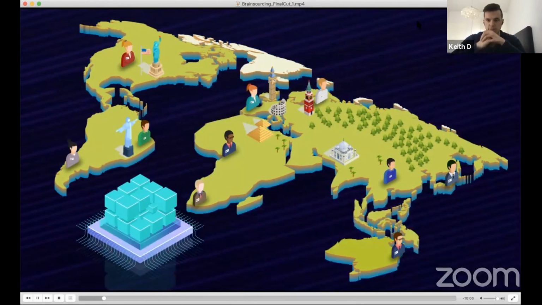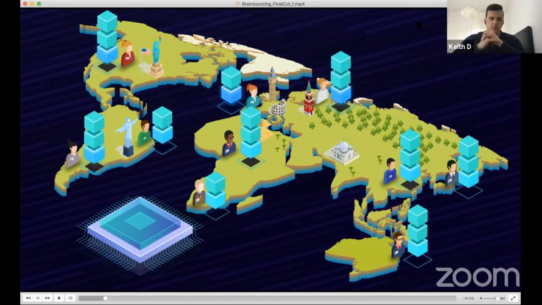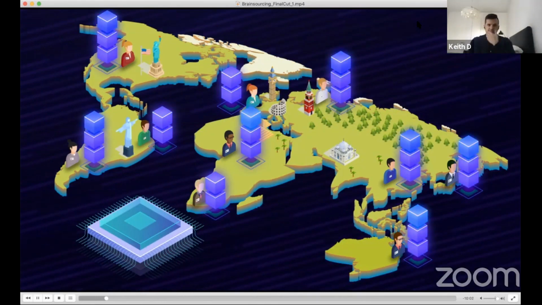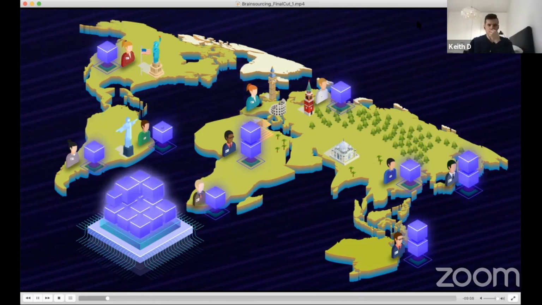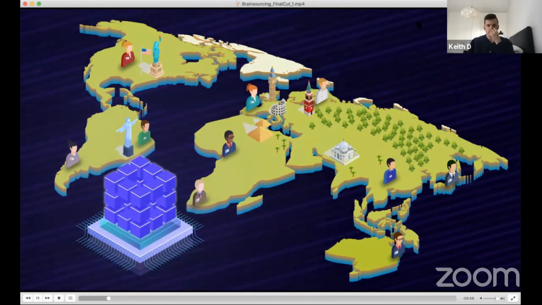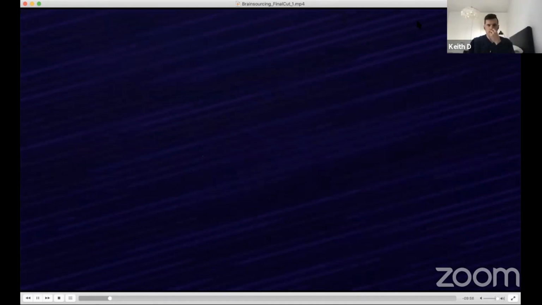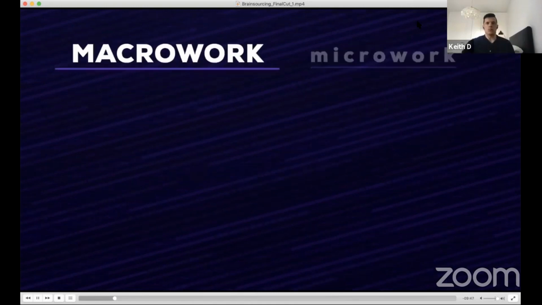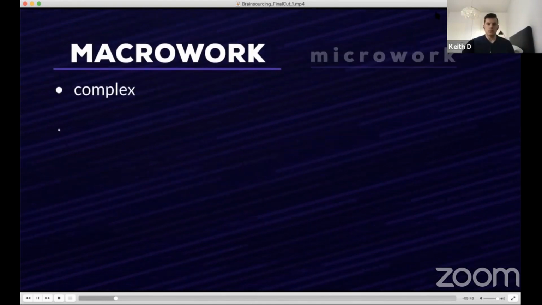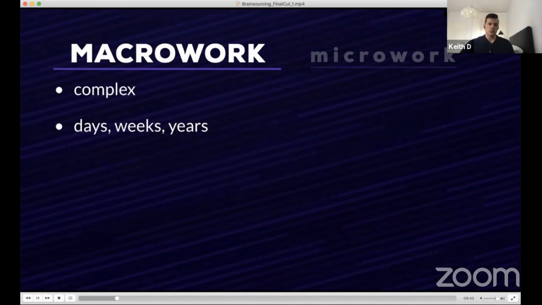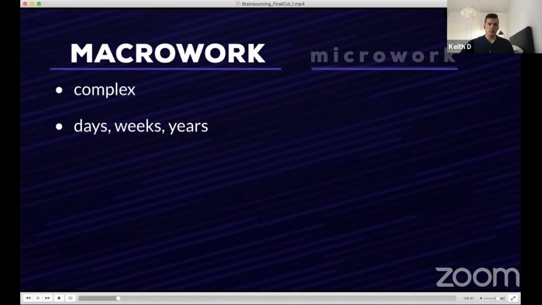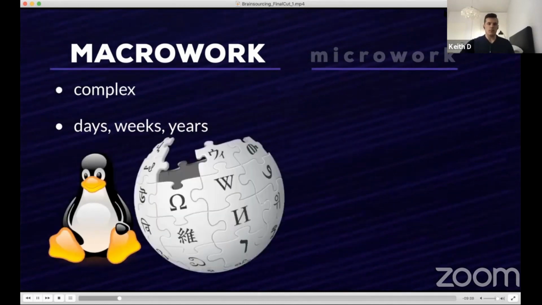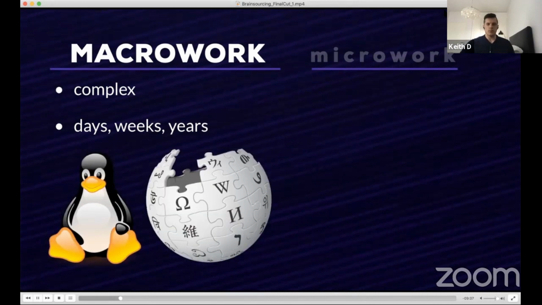Is it working now? In crowdsourcing, tasks are divided among individuals to achieve a collective result. Crowdsourcing is a broad field, and tasks can be roughly divided into two categories: macro work and micro work. Macro work often requires special skills and quite a bit of time to complete. Examples of macro work include open source software development and editing Wikipedia articles.